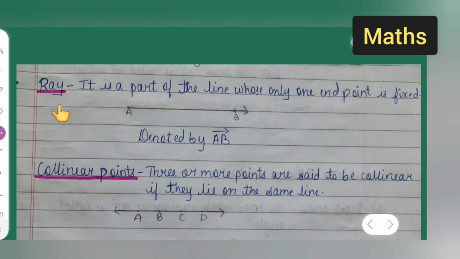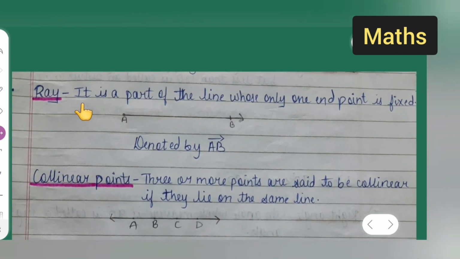Next is the ray. Now what is a ray? It is a part of the line whose only one end point is fixed. For a ray, only one point is fixed over here, so it is denoted by AB. There will be an arrow only on one side, because only one point is fixed over here.